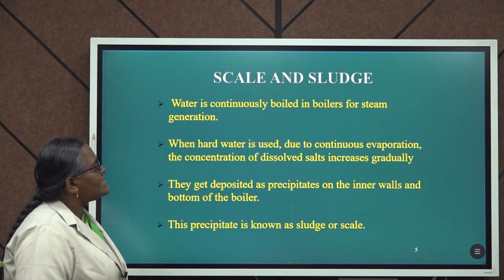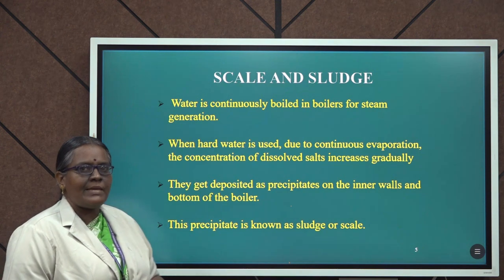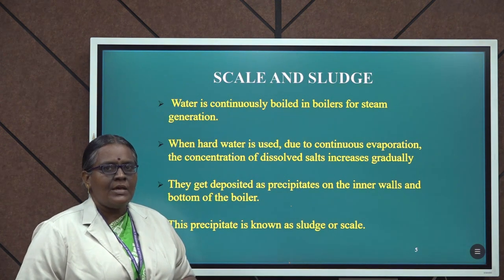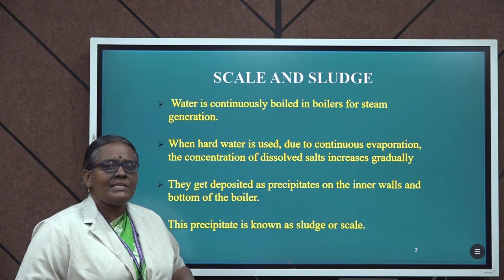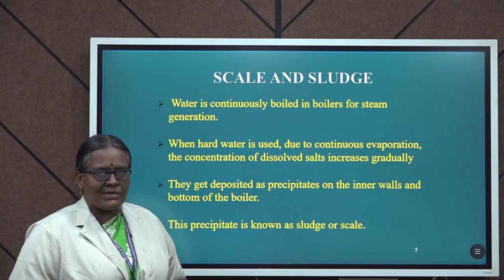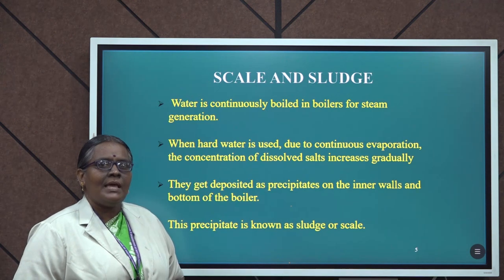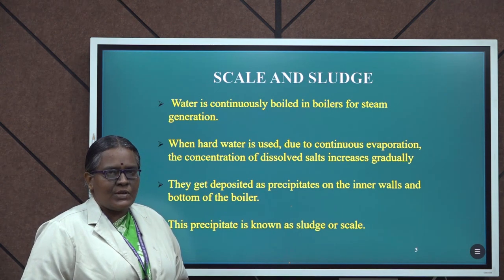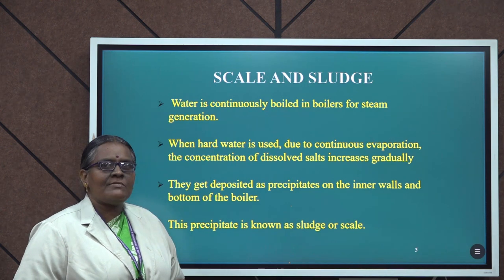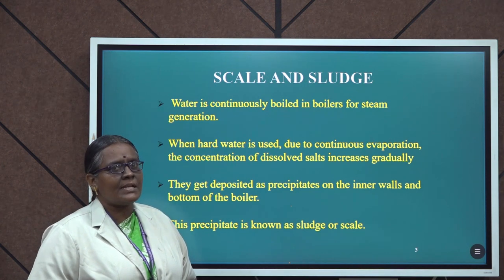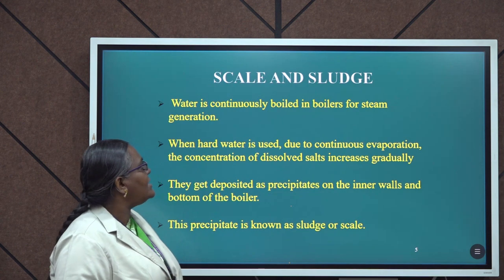First, scale and sludges. When water is continuously boiled, water evaporates, so it leaves some precipitates. So when the boiler is working continuously for 24/7, these salts deposit when we are actually using hot water in the boilers. So it results in the formation of scale and sludges. We will describe the characteristics of scale and sludge.